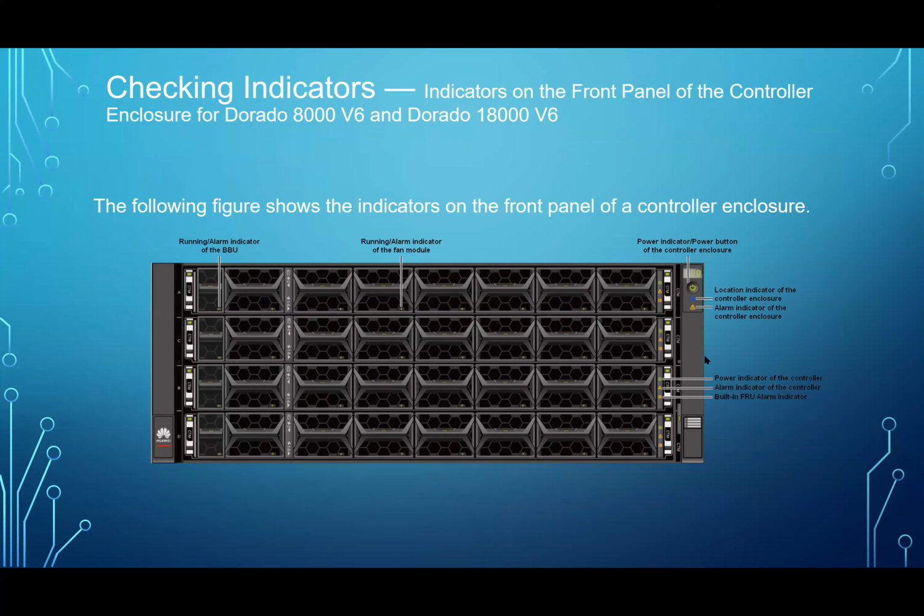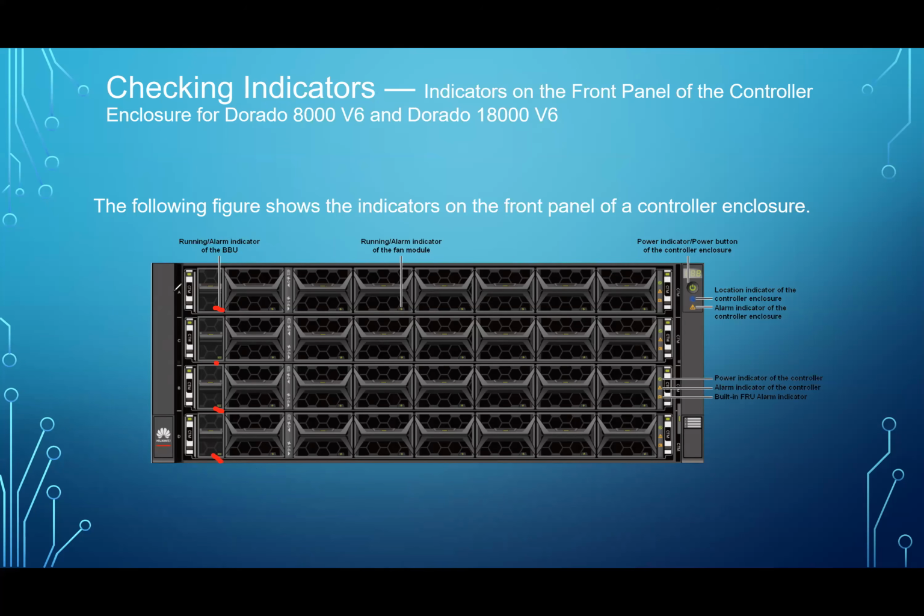Now we're going to go to the indicators of the front panel for the Dorado 8000 and Dorado 18000 V6. You can see this is a much bigger enclosure, and there are also some differences in the indicators. On the front panel, on the left side, there is the alarm and the running indicator of the BBU. You can see this for each controller. The 8000 and the 18000 V6 can have either 2 controllers or 4 controllers.